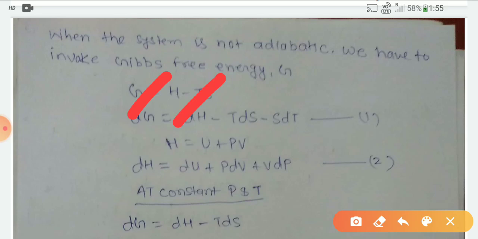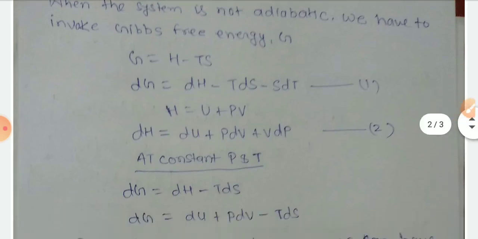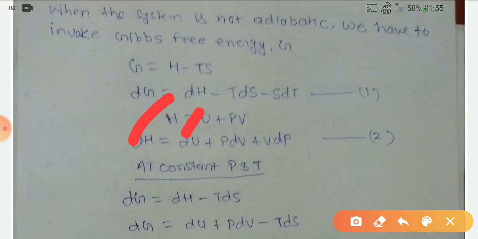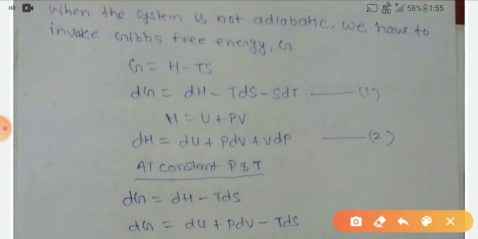You know that H equals U plus PV. That means enthalpy is nothing but the summation of internal energy plus the multiple of pressure and volume, where U is the internal energy, P is the pressure, and V is the volume of the system. So I differentiate it: dH equals dU plus P dV plus V dP. Here I consider a constant pressure and temperature, so pressure and temperature remain constant. That means the V dP term is going to be 0 and the S dT term is also going to be 0.